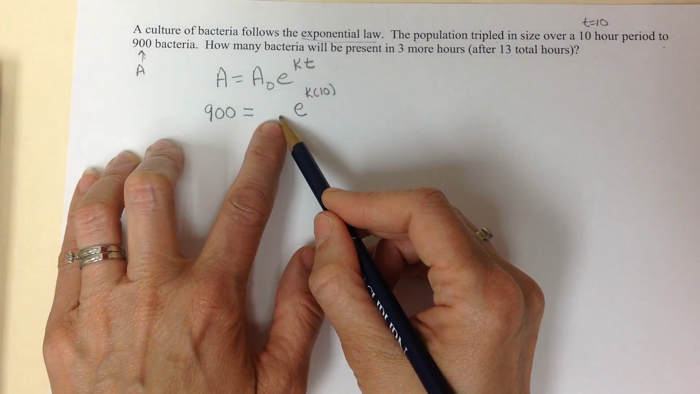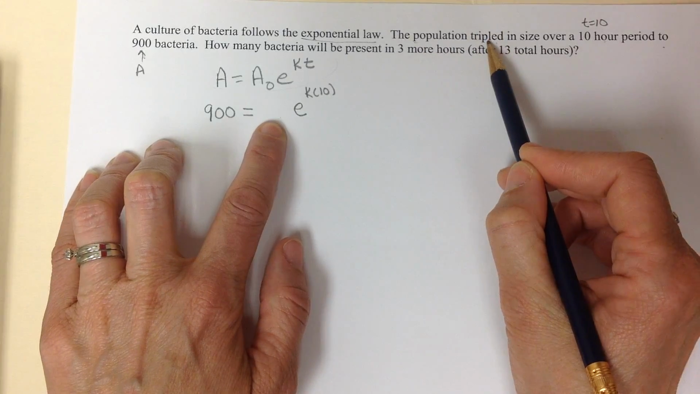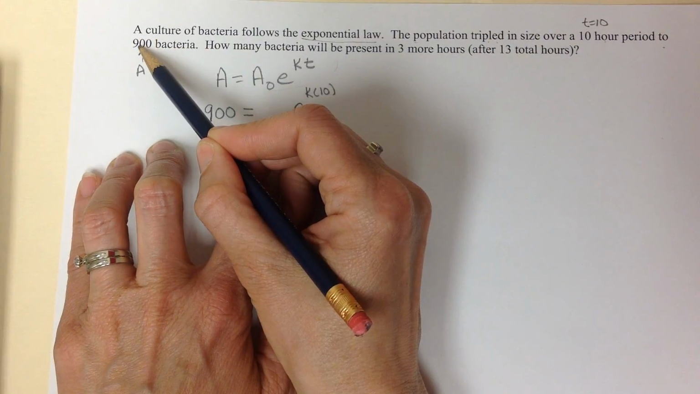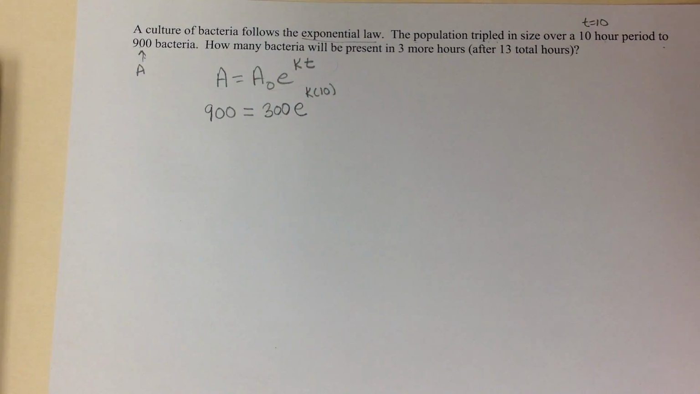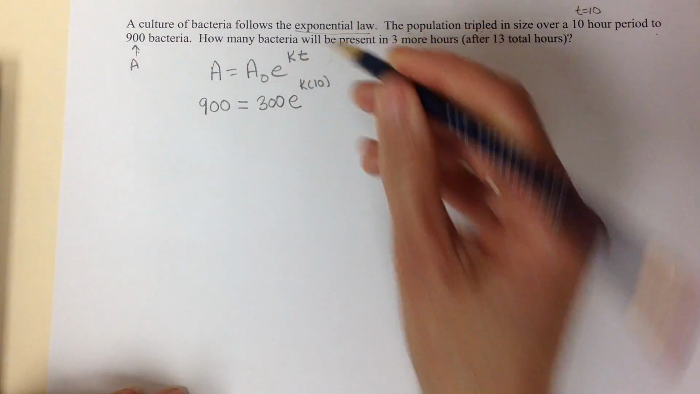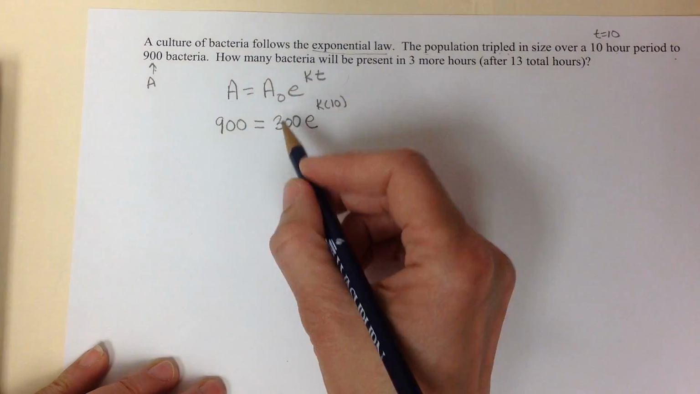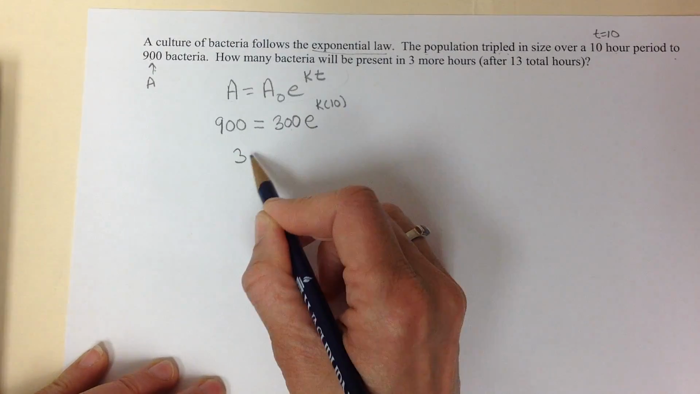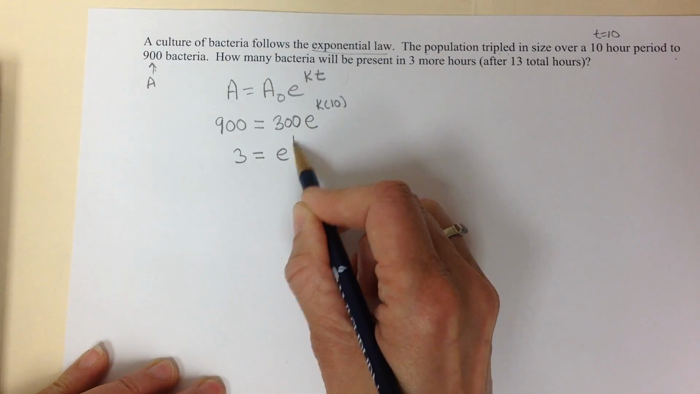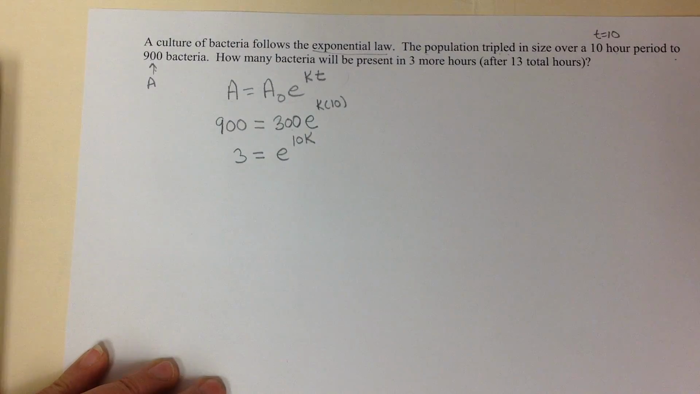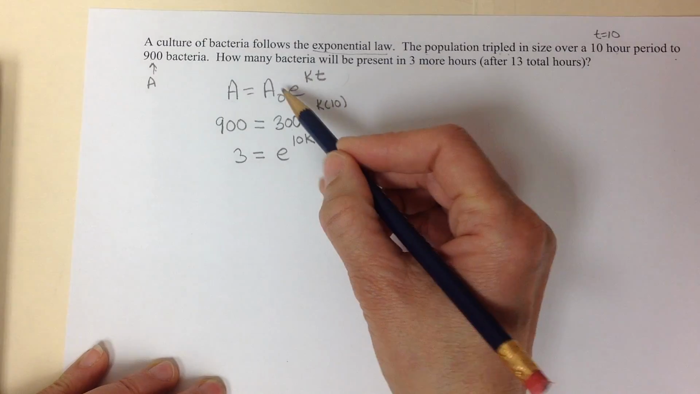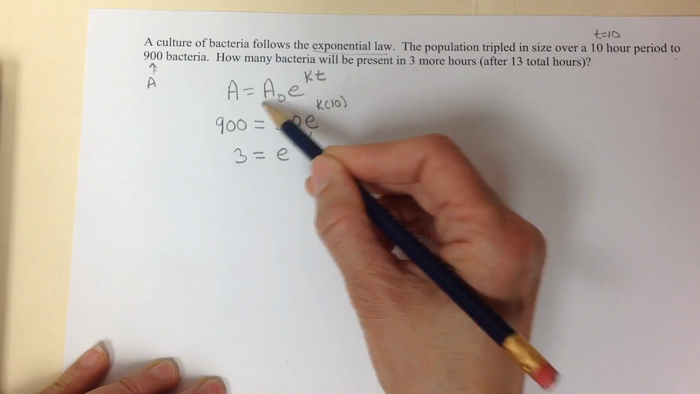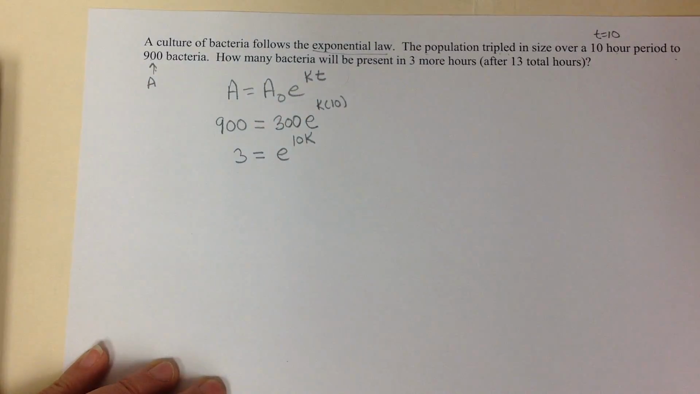But what did I start with? It tripled to get to 900. So the initial must have been a third of that, or 300. With this information, I can now find my value k to complete the formula. So divide by 300. Oh, I get the 3 for tripling. E to the 10k. Now you could have cut to this automatically with the tripling if you wanted to, but remember that would mean you automatically not include the A naught, just the exponential.